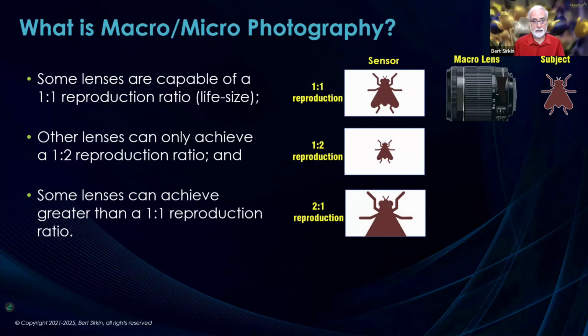There are some macro lenses out there that can do 5:1. And there's ways to get more than a 1:1 reproduction ratio with a standard macro lens or even a non-macro lens, which we'll talk about.